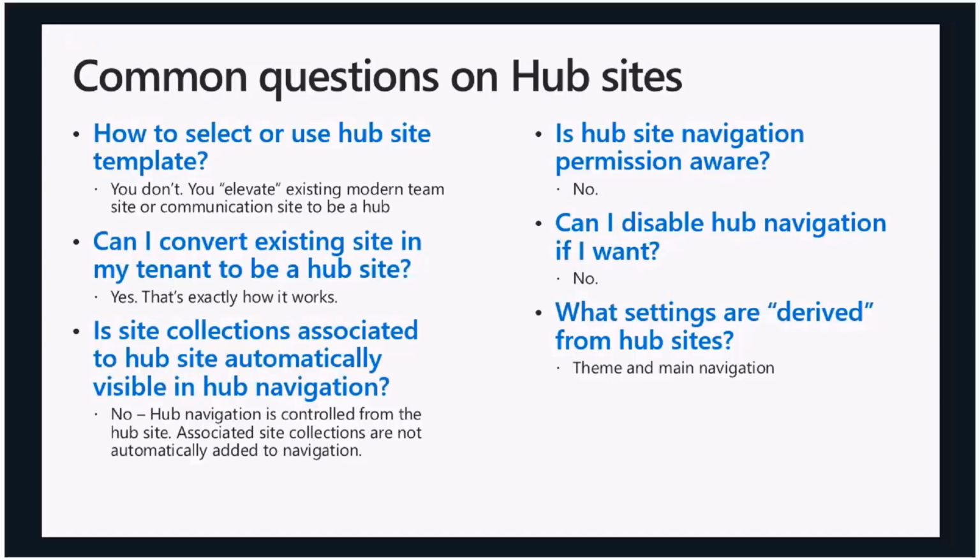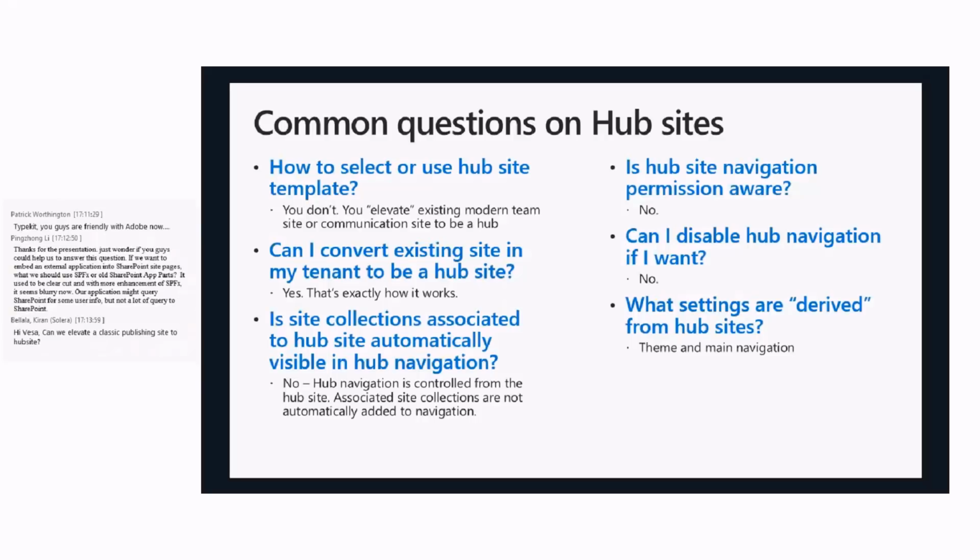Is the hub site navigation permission aware? The answer is no. There's no permission awareness in the hub's navigation, which is getting leaked from the hub site to the child site collection. And can I disable the hub navigation if you want? Right now, the answer for that one is no. So whenever you associate a site to be part of a hub, you will also get the navigation elements visible there. So we're able to move from a site to the hub as easily as possible.